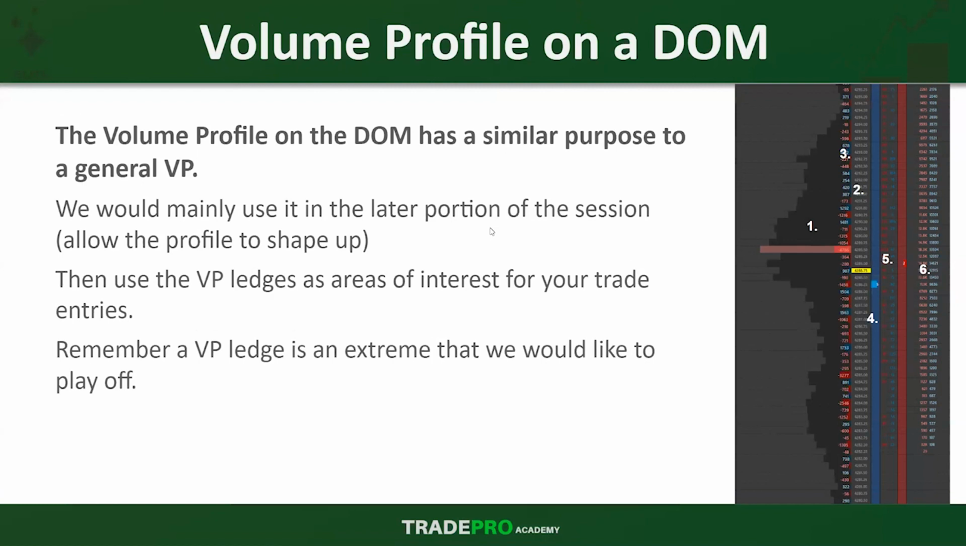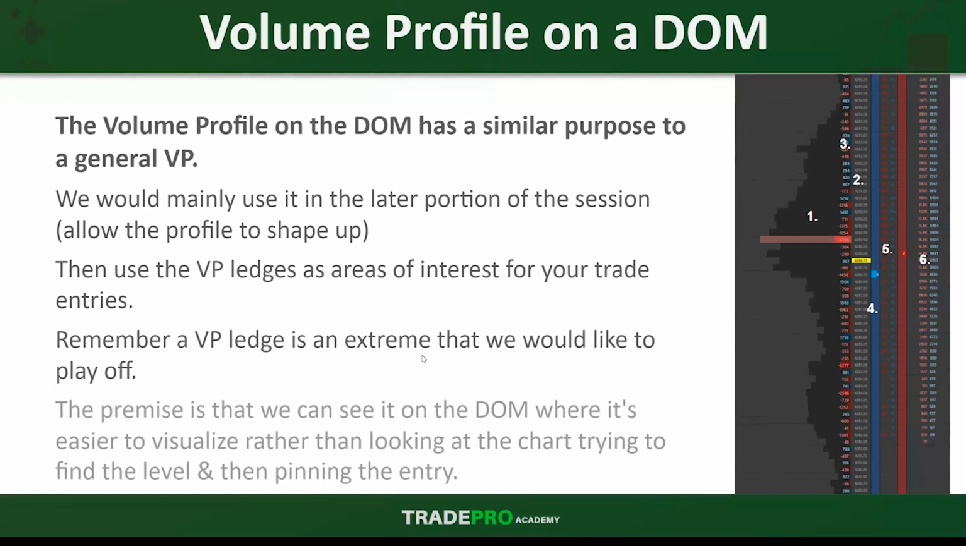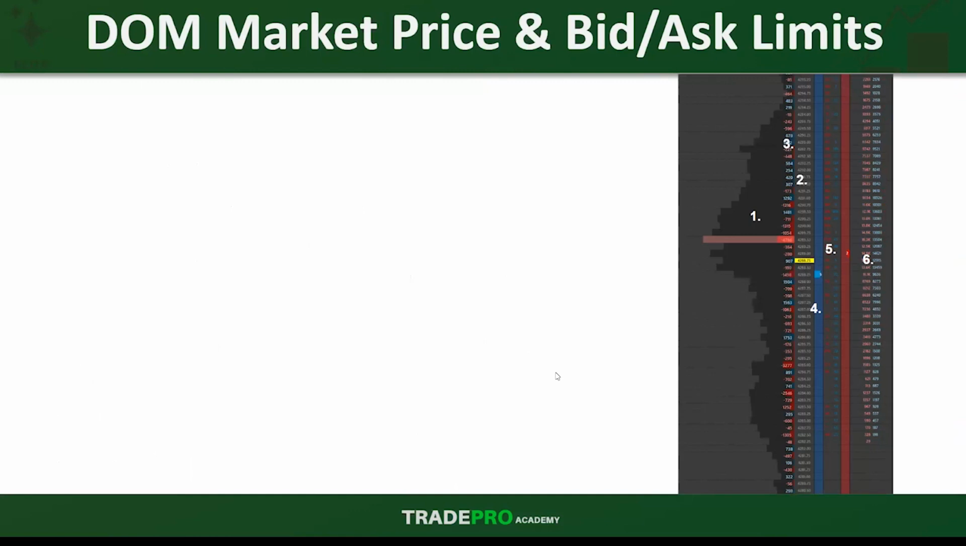So the premise is we can see it on the DOM where it's easier to visualize, rather than maybe looking at a chart and trying to discern what the exact level on the chart is, where the distribution is, what those areas are. Right here, you have it right beside price. So you can get a fairly solid estimate of where we're trading based on a volume profile. Are we trading in balance, outside of balance, into ledges, right? So on and so forth.